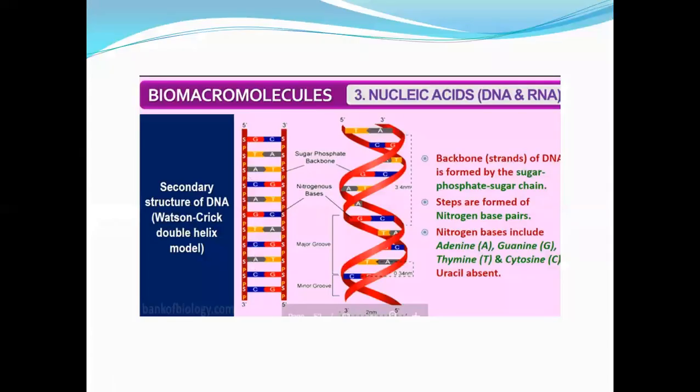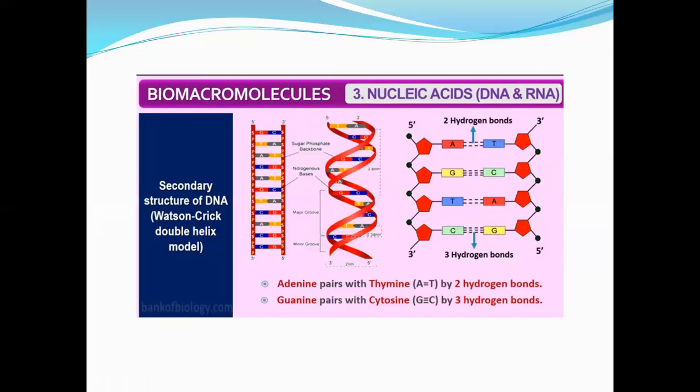See here, the nucleic acids. The backbone strands of the DNA are formed by the sugar phosphate sugar chain, that we have studied right now: sugar, phosphate, and sugar. So here adenine, thymine, guanine, cytosine for the DNA, and uracil for RNA. The bonds are 2 hydrogen bonds and 3 hydrogen bonds. So this is sugar and then phosphate.